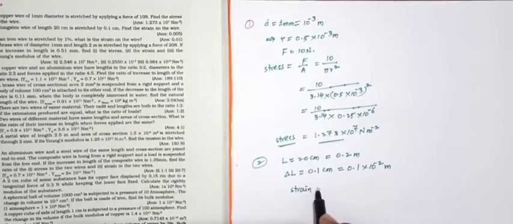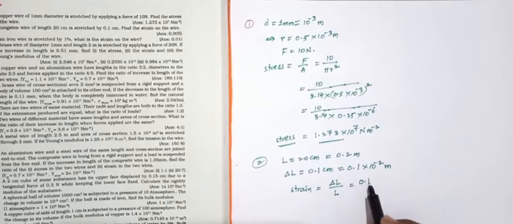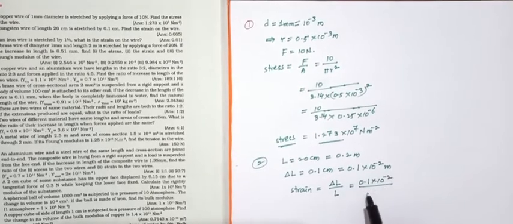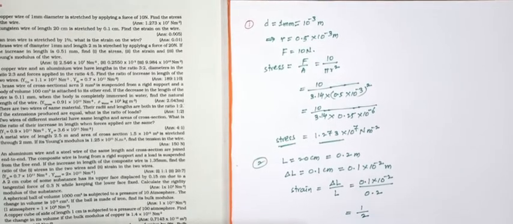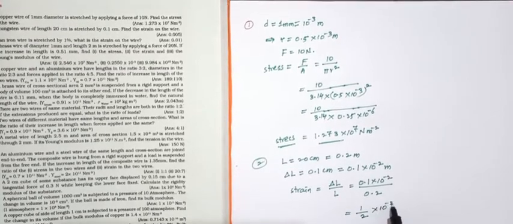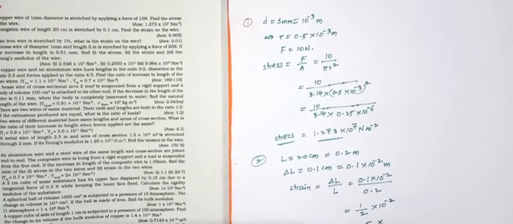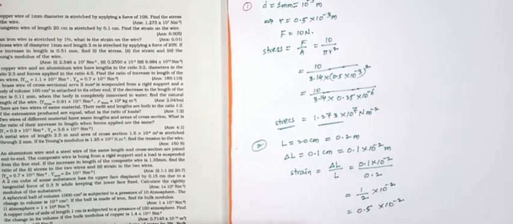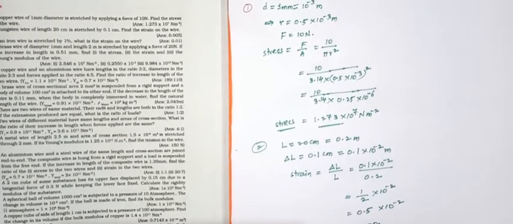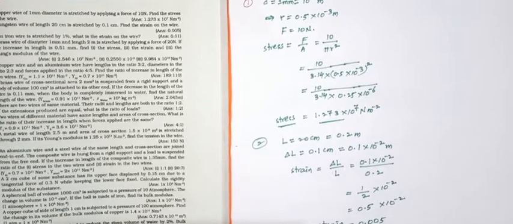Strain equals delta L by L, that equals 0.1 into 10 to the power of minus 2 divided by 0.2, that equals 1 by 2 into 10 to the power of minus 2. 1 by 2 is nothing but 0.5 into 10 to the power of minus 2, equals 0.005. The value is strain equals 0.005.